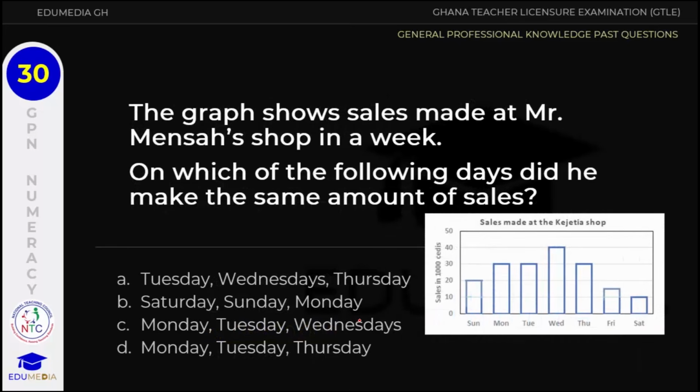Then the last question, the graph shows sales made at Mr. Mensah's shop in a week. On which of the following days did he make the same amount of sales? So we have here days that made the same amount of sales. We have Monday, we have Tuesday, we have Thursday. So Monday, Tuesday, Thursday, and the correct answer is D, Monday, Tuesday, and Thursday.